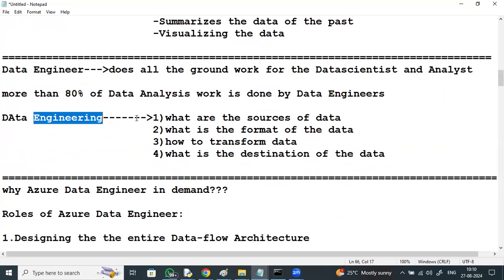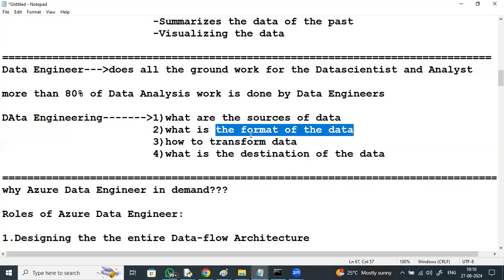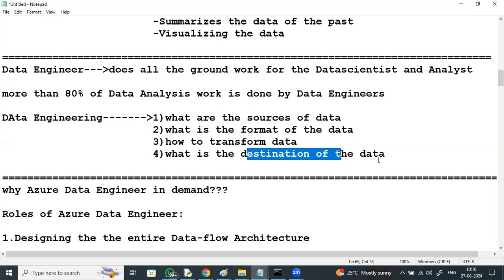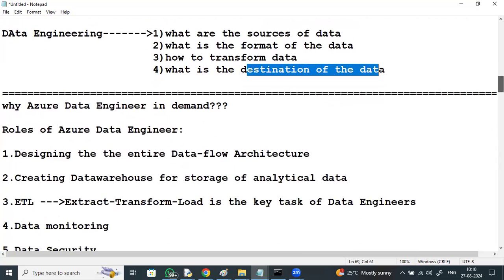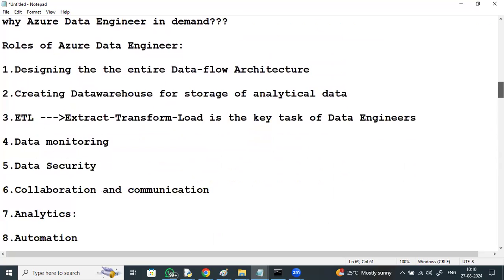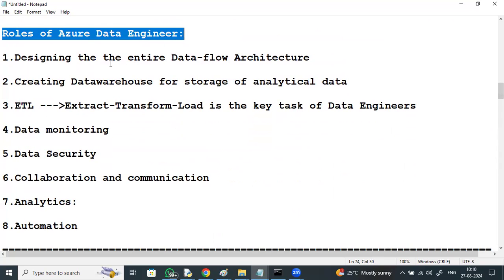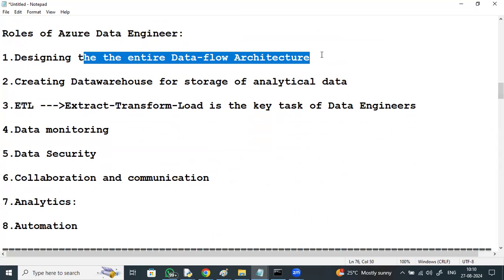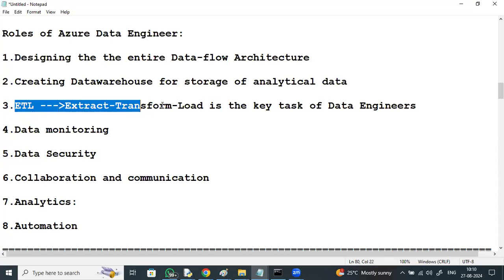Data engineering involves knowing what the sources of the data are, what the format of the data is, how to transform the data, and what the destination of the data is. Why is Azure data engineering in demand, and what are the roles of an Azure data engineer? The main roles are designing the entire data flow architecture and creating a data warehouse for storage of analytical data. The key task of a data engineer is ETL: extract, transform, load.